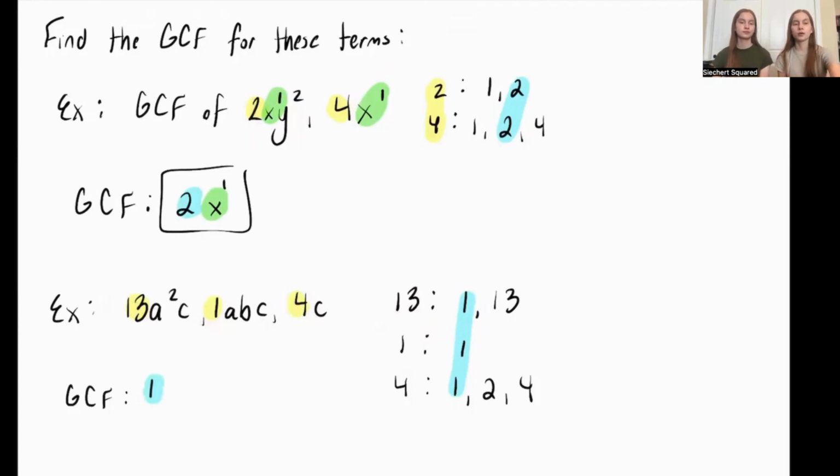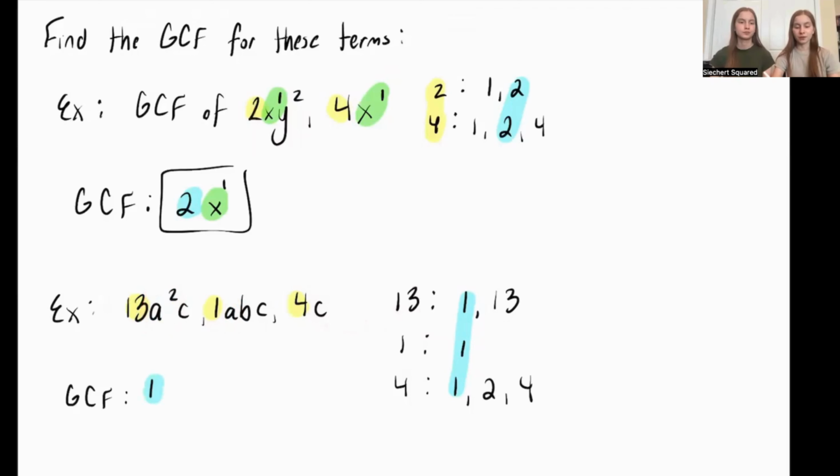And then from there, we can go variable by variable. First things first, we have an a squared, we have an a here, but there's no a in the right term. Because that a does not show up in all of the terms, it is not going to show up in our GCF. So we're going to skip a and go to the next letter.